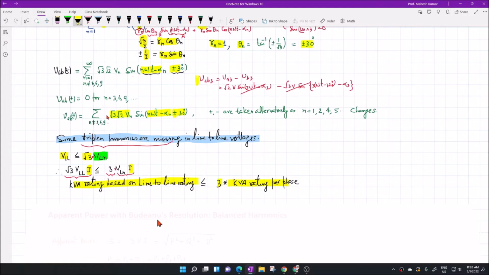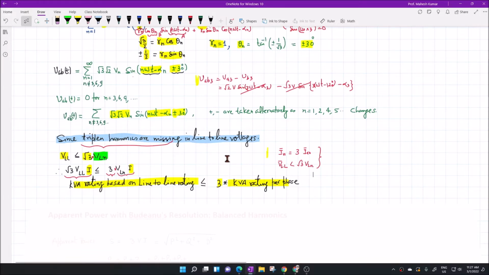Neutral current, in spite of the balanced harmonics, will get added up, and hence it is 3 times the RMS value of each zero sequence current, or you can say each triple harmonic phase current. If you recall from the previous discussion, IN equals 3 times IA0, and therefore the RMS value is 3 times the RMS value of IA0. But here, VLL is actually less than root 3 times VLN. So their behavior is different with respect to the neutral current and with respect to the line to line voltage.